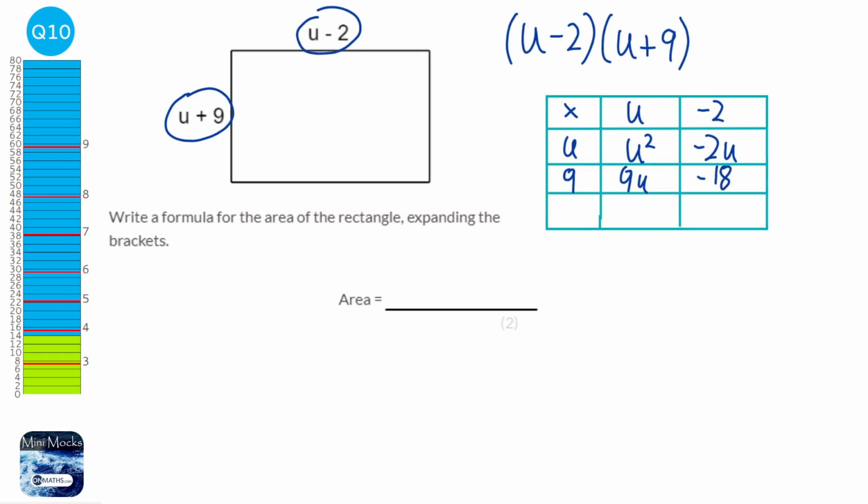And what we're going to do is we're just going to add these ones together. So our answer will be u squared, and then we're going to do 9u plus minus 2u. Well, that's just going to be 9u take away 2u, which is 7u. So plus 7u, and then minus 18 at the end.